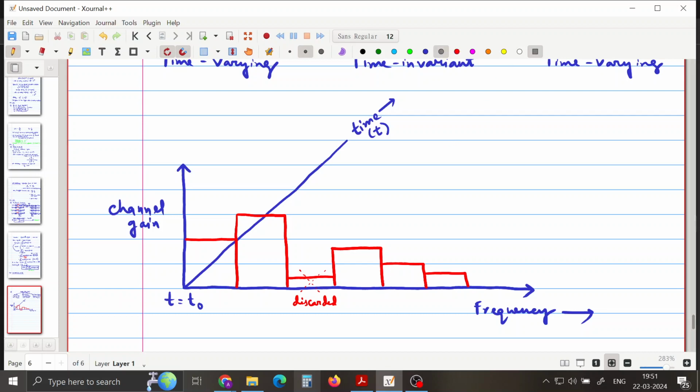What about some other time instant, t equals t1, let's say somewhere around here? At that time instant t1, I will have different characteristics. My channel will change and become something else. Maybe I'll use a different color for that. Let me use green. So let's say you obtain something like this.